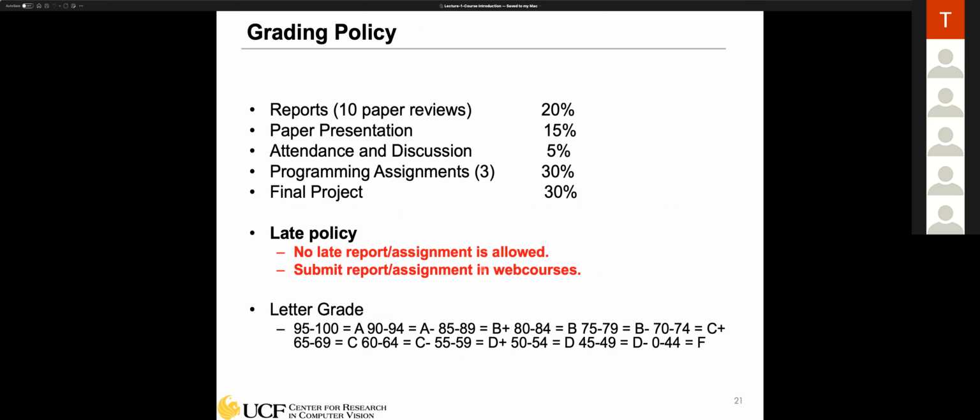Okay, so here is the grading policy. For the reports, we have 10, so 20%, and paper presentation, 15%, and attendance and discussion, which is basically 5%. If you participate in this kind of discussion, then everyone should get the 5%. And programming assignments, three programming assignments, 30%, and also the final project, 30%. Okay, so this is how the different components account for the grade.